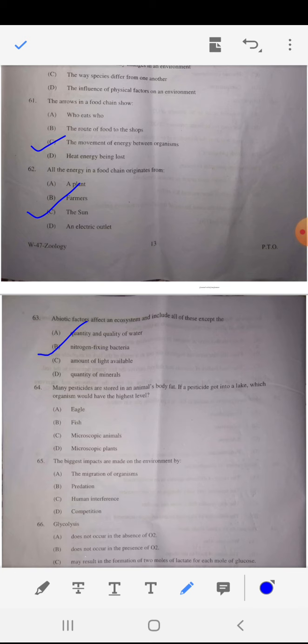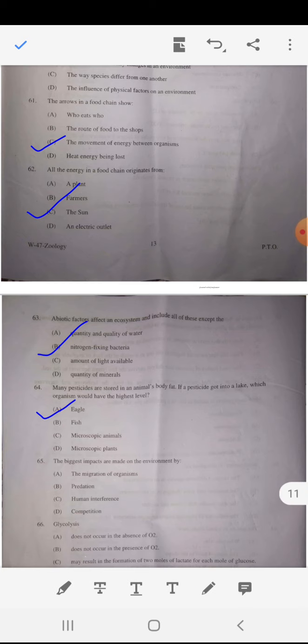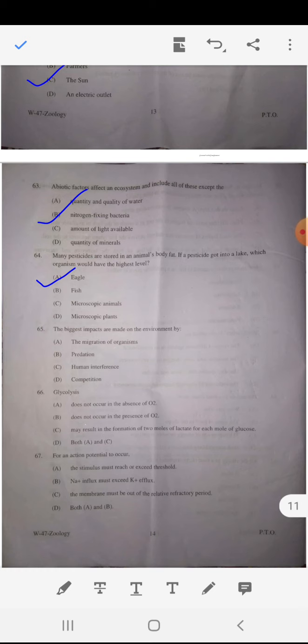Next, 64: many pesticides are stored in an animal's body fat. If a pesticide got into a lake, which organism would have the highest level? This is a question of biomagnification. So the correct answer is eagle, because the highest trophic level gets the highest concentration of pesticides. Here the eagle is at the highest trophic level. Then question number 65: the biggest impacts on the environment are made by, the correct answer is option C, human interference.